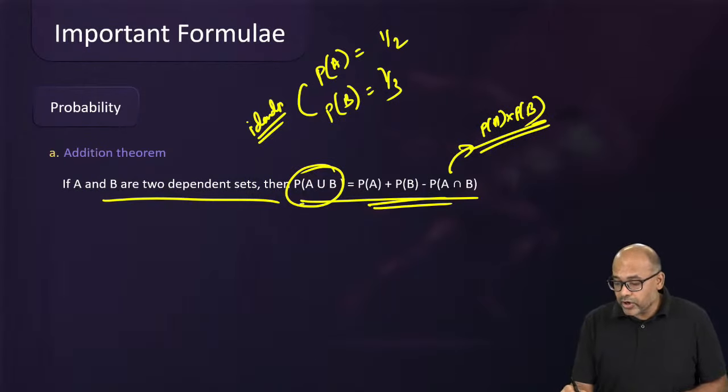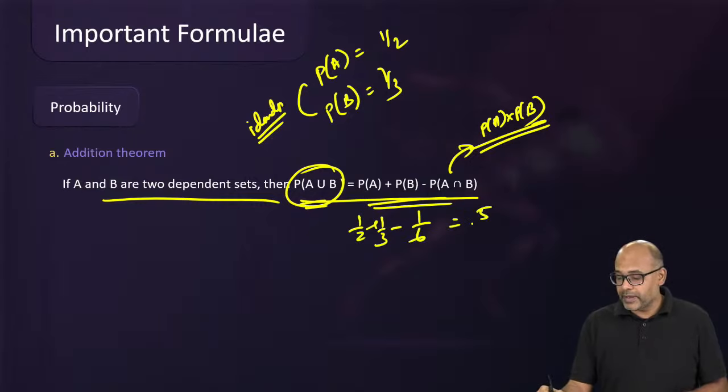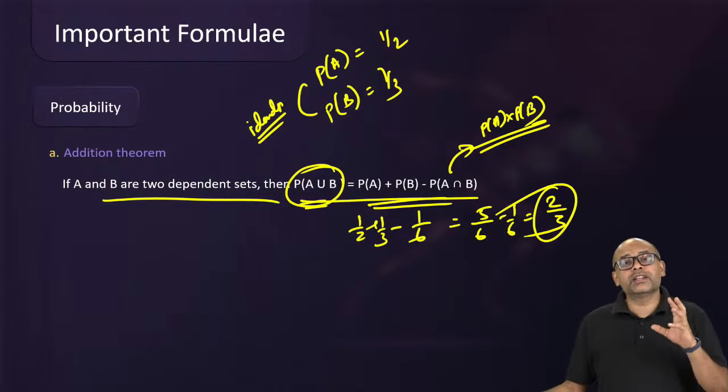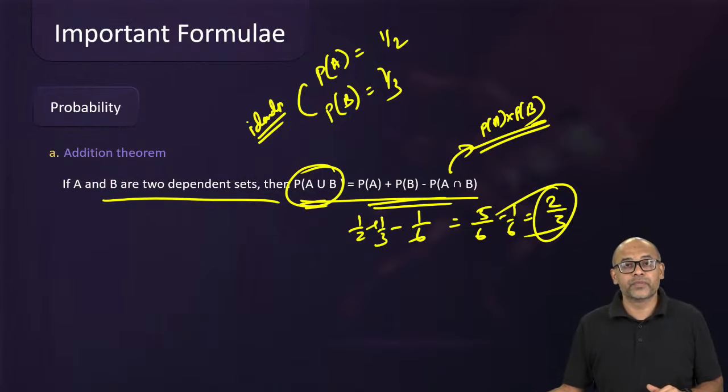So the answer of P of A union B will become 1/2 plus 1/3 minus 1/6. So how much is this? 5/6 minus 1/6, which is 2/3. So this will become your answer. So probability, don't think of it differently. It is basically the usage of set theory itself. That is one way of explaining things.